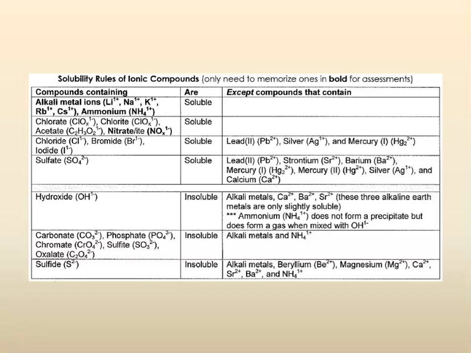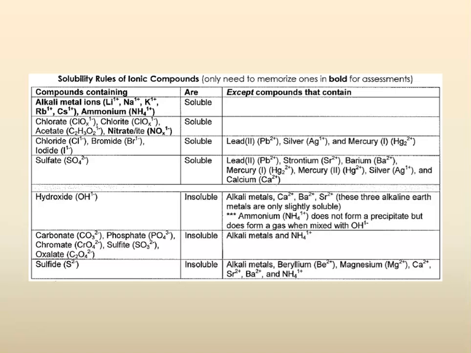With sulfates, the majority are going to be soluble as well, but there are a few more exceptions than we saw in the previous example. Lead 2, strontium, barium, mercury 1, mercury 2, silver, and calcium should all form precipitates in the presence of sulfate ions. Our hydroxides, our carbonates, our phosphates, our chromates, our sulfides, and our oxalates are primarily insoluble.